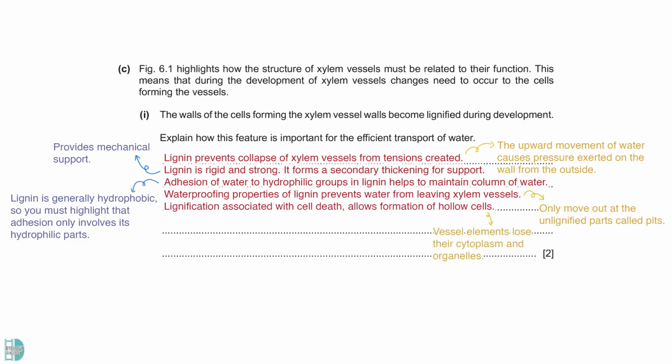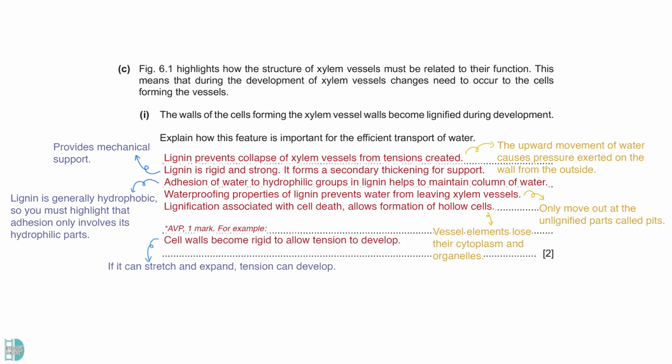Lastly, lignification is associated with cell death. Vessel elements lose their cytoplasm and organelles to form a hollow tube. There is a mark for AVP. For example, lignin causes the cell wall to be rigid. Without the ability to stretch and expand, tension can develop inside.